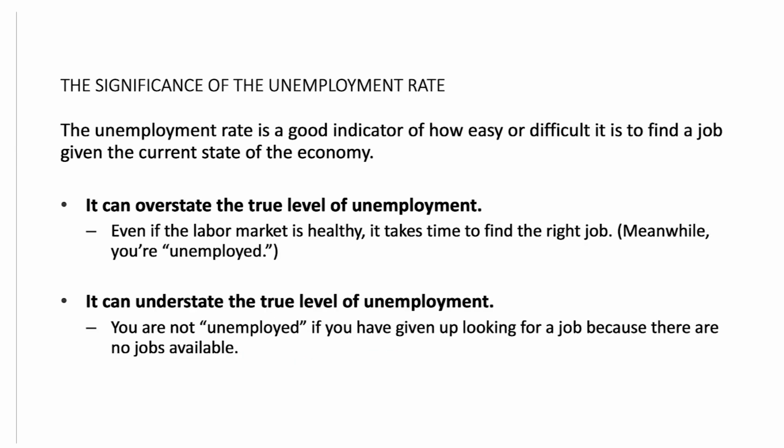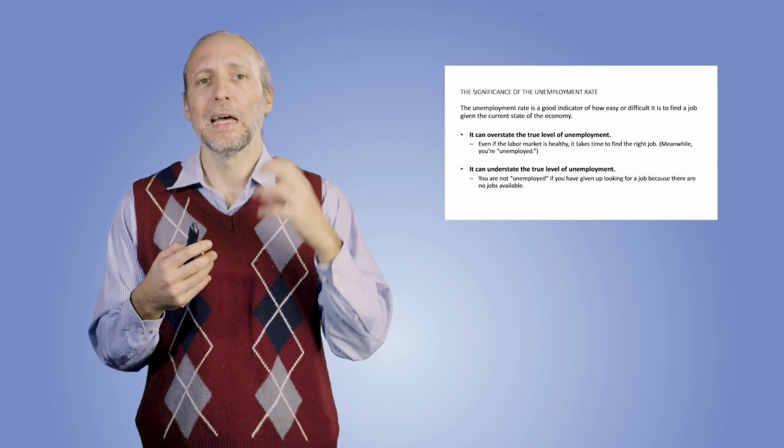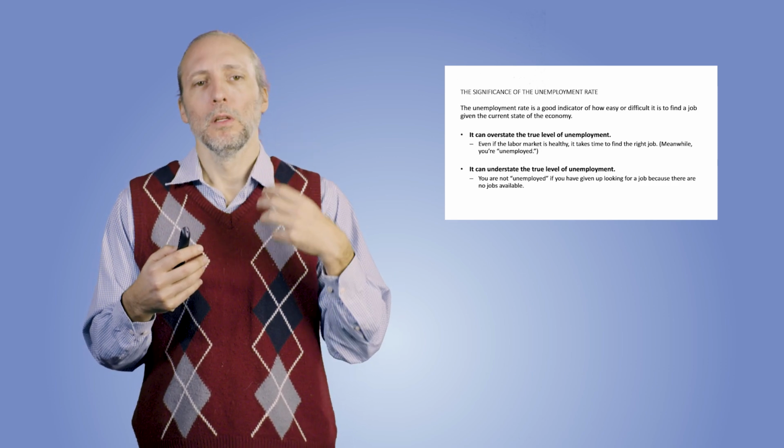Now, we will see the unemployment rate, even though it gives us a measure or a notion of how difficult it is to find a job, it can have some limitations. And on the one hand, it can overstate the true level of unemployment. In other words, it can give us a number that is too high, because even in a very healthy labor environment where people can find a job and there are jobs available, the search for a job is a process that naturally is time consuming. Why? Because you essentially have to go to a bunch of interviews, and this is what economists call a search process.